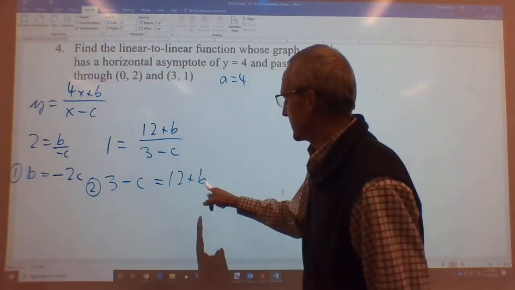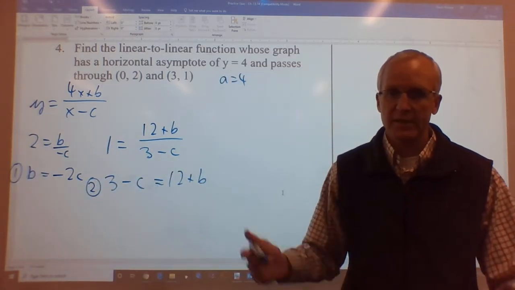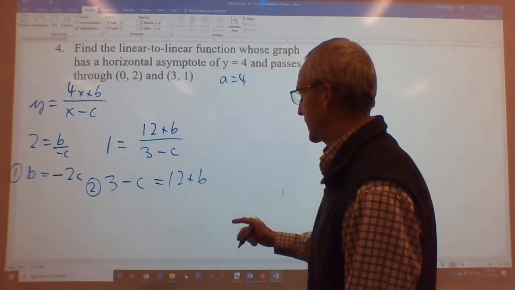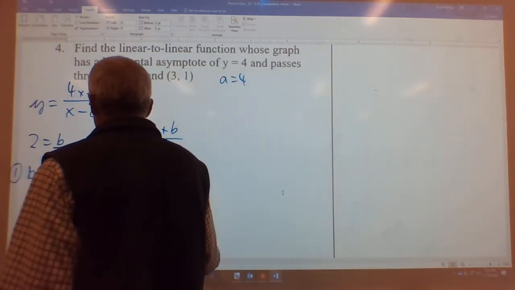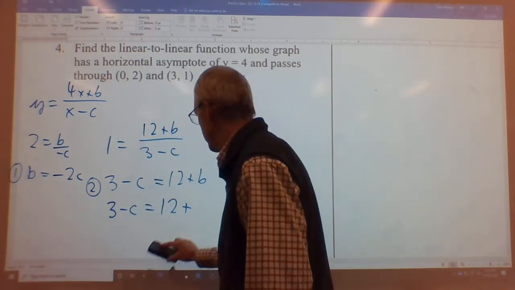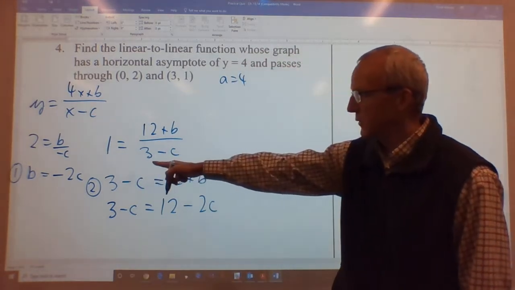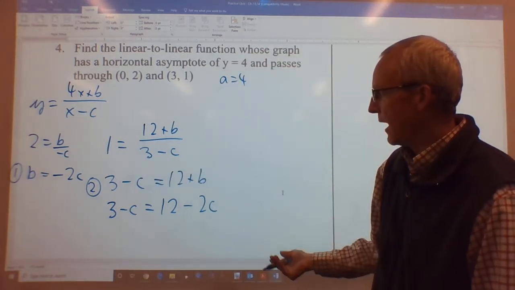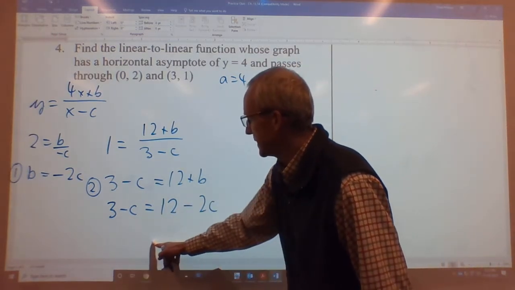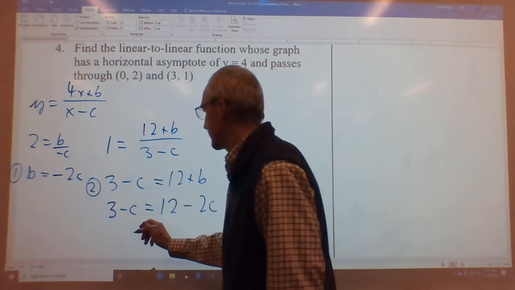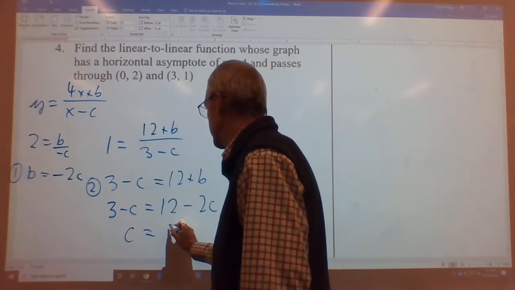This is our second one. What I can do is plug in the b from over here now. Let's plug it into here, and then we only have c. There's various ways you can do this, but that looks like it'd be kind of fun. So we have 3 minus c is equal to 12 plus b, which is negative 2c. So it's 12 minus 2c, because we know b from equation 1 is negative 2c. Now we can solve for c. Add 2c to this side, then the c wins. We have a positive c. So c is equal to, take away 3 from that side, so c is 9.